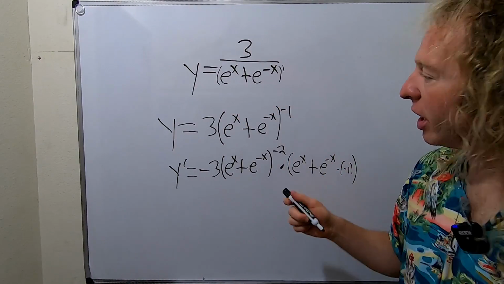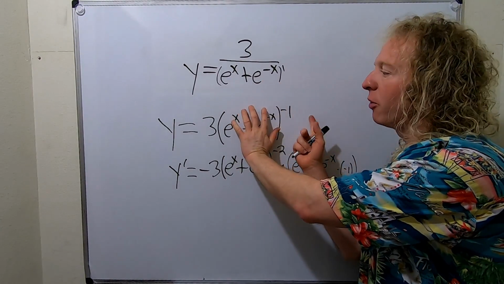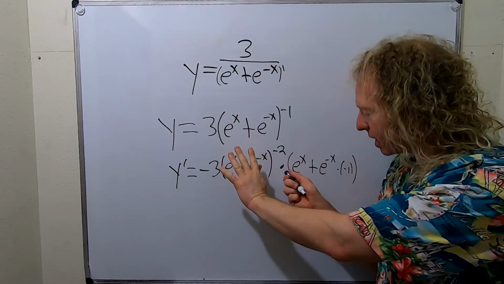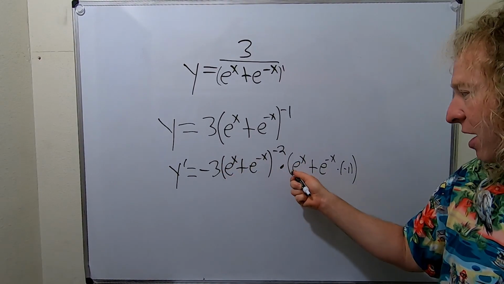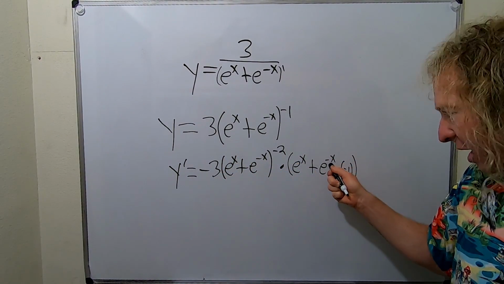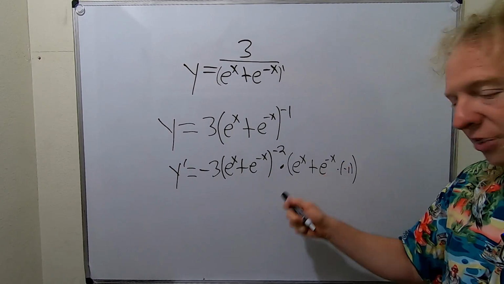So now you're here. Okay, so now you use the chain rule. This is something to a power, so you put the negative in the front, subtract 1, times the derivative of the inside. The derivative of e to the x is e to the x, the derivative of this is this, times the derivative of the inside. Let's clean it up, and we got this.